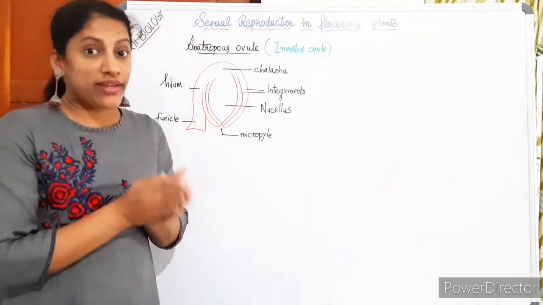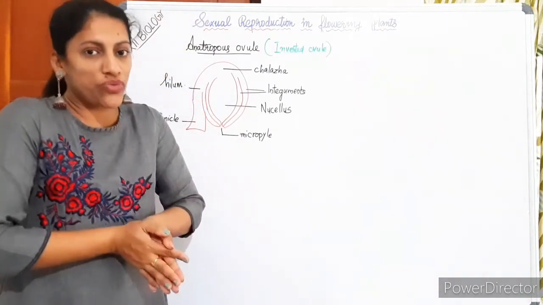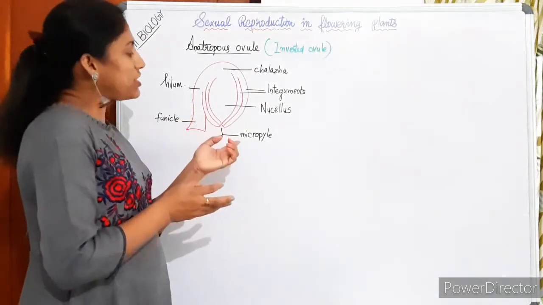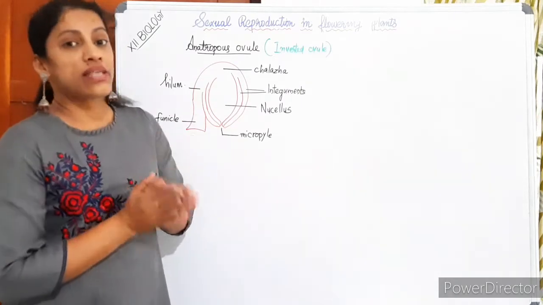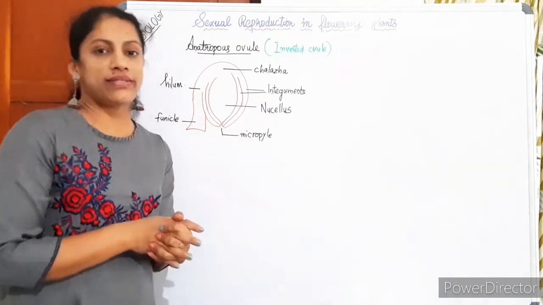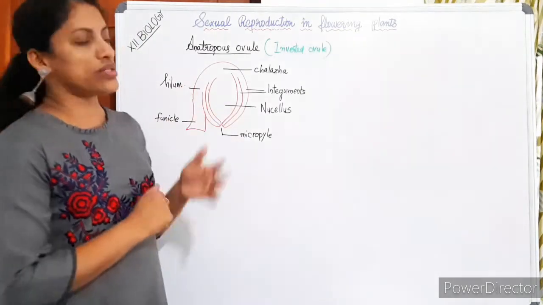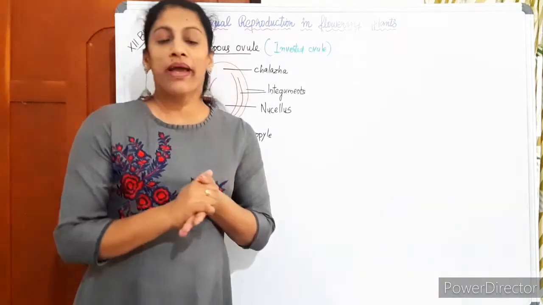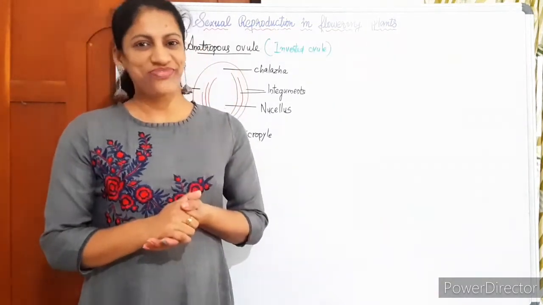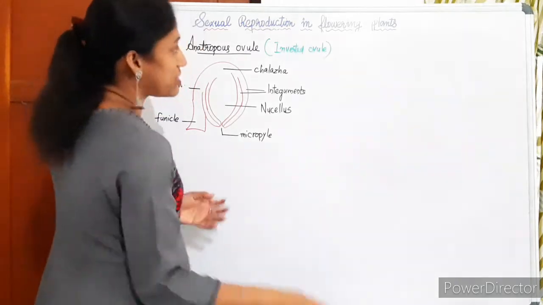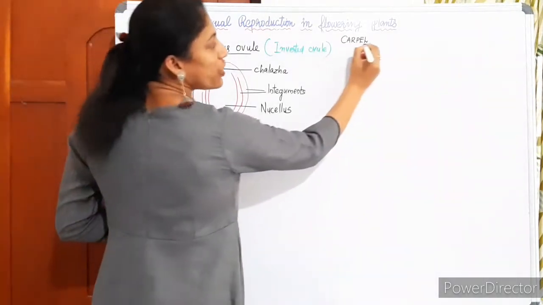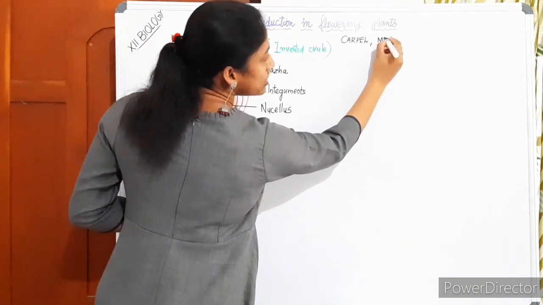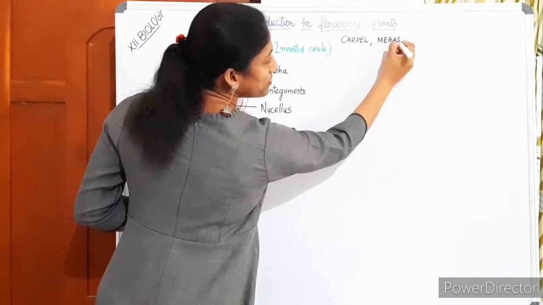Then what is an inverted ovule? What is an anatropous ovule? Where the hilum and micropyle, the funicle and the micropyle come on the same side because of the bending. That's why it's called an inverted ovule. This is a common type among angiosperms. So we have discussed the structure of the megasporangium. We have already discussed what is a carpel and what is a megasporangium.